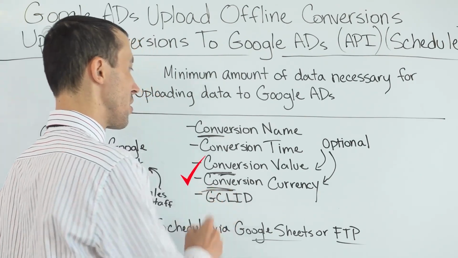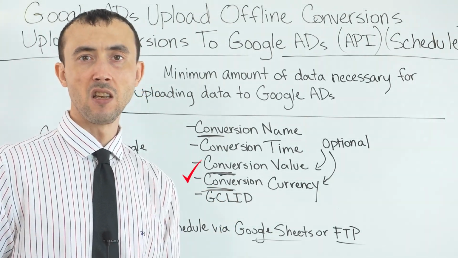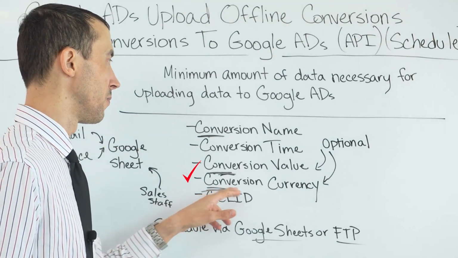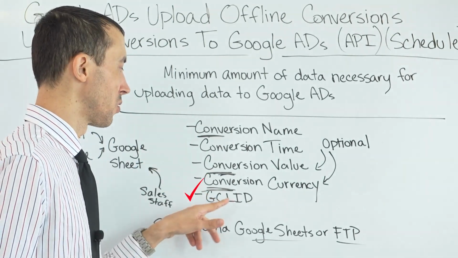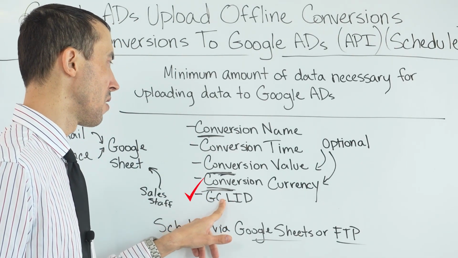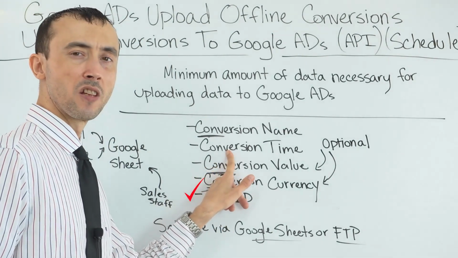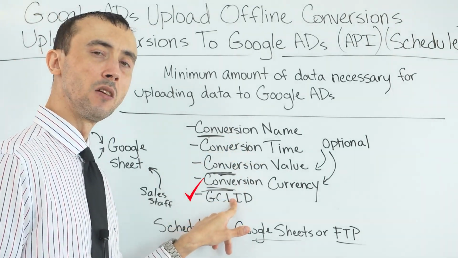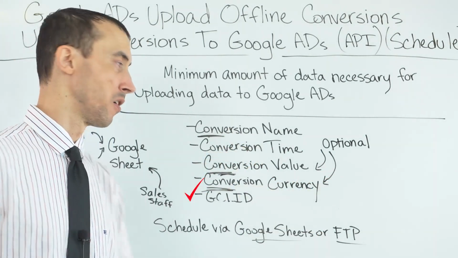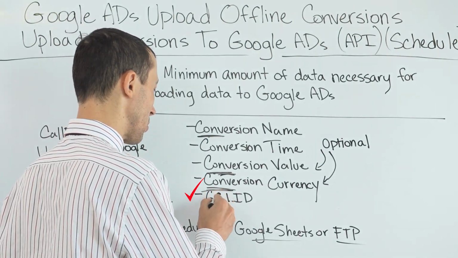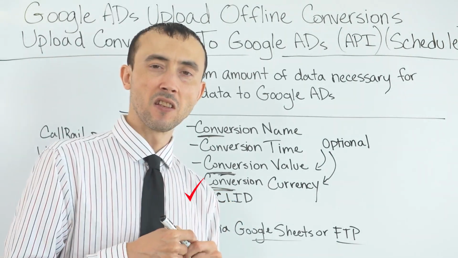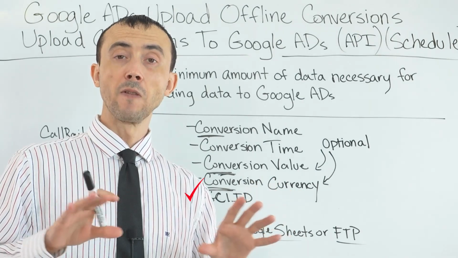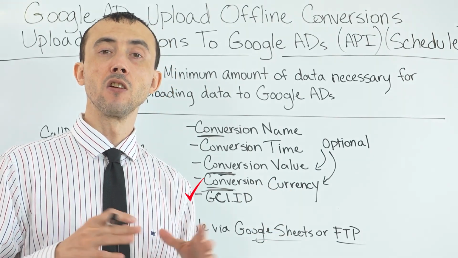You also have conversion currency. Of course, that's just like USD or AUD or CAD or whatever your currency is, abbreviated out. That's also optional. And then GCLID, which is really the most important one of all. You can get the conversion time messed up, not even close to where it needs to be. If you get the conversion name right and the GCLID right, things will work, basically speaking. GCLID stands for Google Click ID. Now, Google Click ID, the best analogy that I can give you for that is, it's like a serial number that Google gives every single ad clicker in their system.